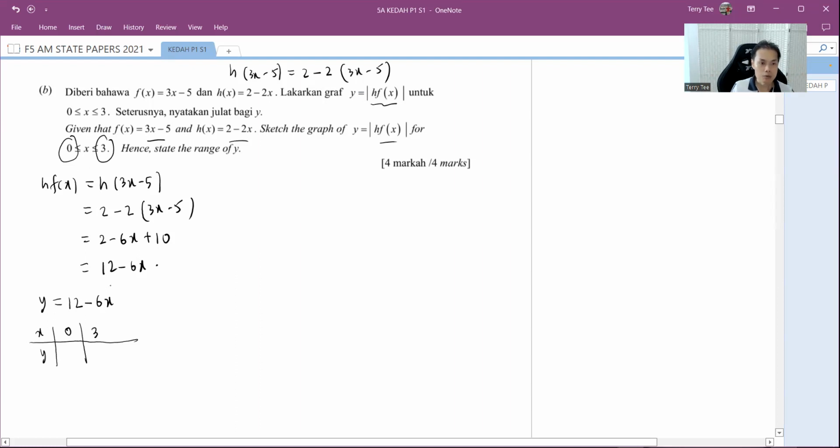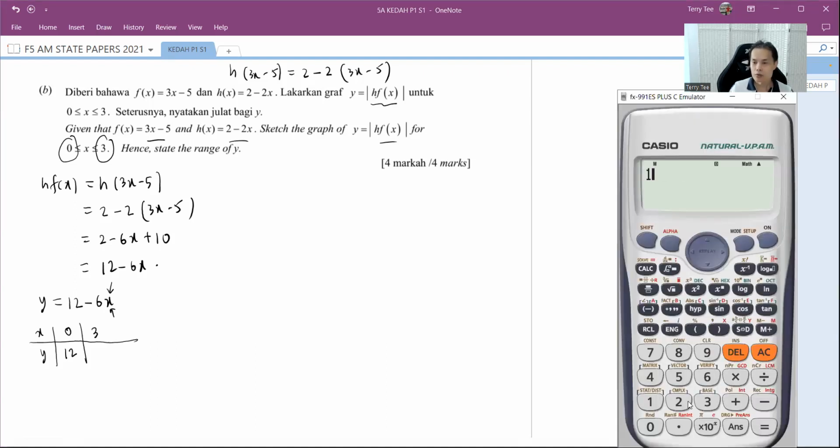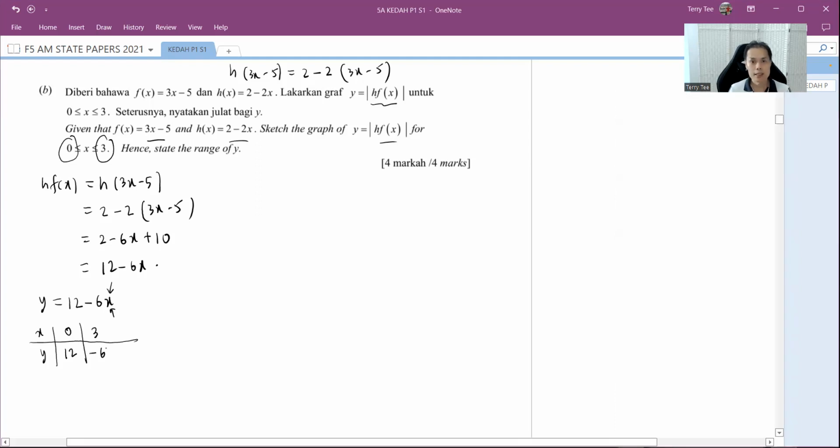Now, can we do it mentally? You put 0 inside. This will give us 12. And if I put 3 inside, 12 minus 6 times 3. It's 18. 12 minus 18, negative 6. But well, you can use your calculator if you're unsure. I'll put 3 inside. 12 minus 6 times 3, this is negative 6. Remember this is before you modulus. So it's a straight line graph, right?